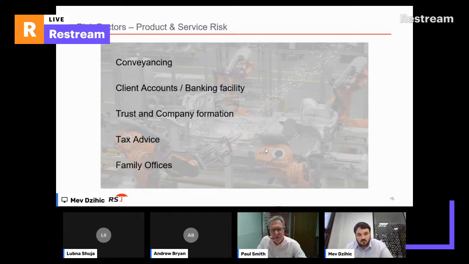Trust and company formation, structures facilitating anonymity can disguise sources or destinations of assets, especially those opaque corporate structures I referred to earlier. And tax advice, potentially, certain types of tax advice can stray into the area of evasion. And there's also reference in the report to the use of family offices.